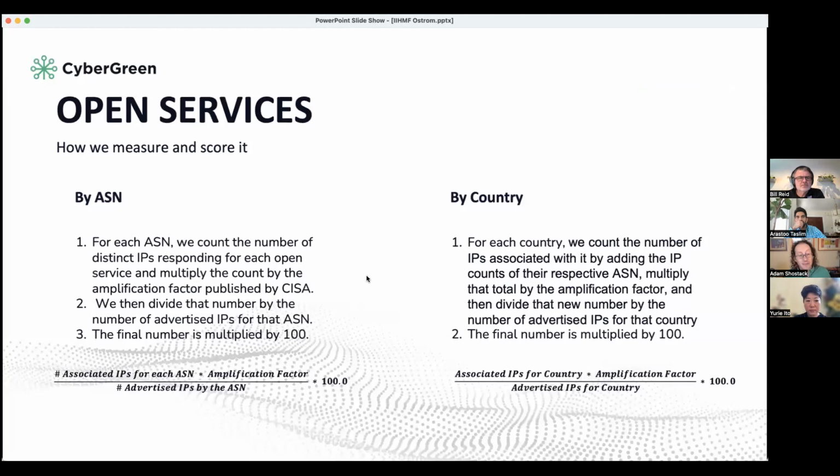And so how do we calculate these things? Open services is relatively simple. For each ASN, we count the number of distinct IPs responding for each open service. And then CISA has an amplification list, and we use those numbers. And we divide that by the number of advertised IPs for the ASN. And so this gives us a score, which can get pretty large, and we'll talk about that. And we do something similar for each country, where we assign ASNs to countries and then do the same sort of math.